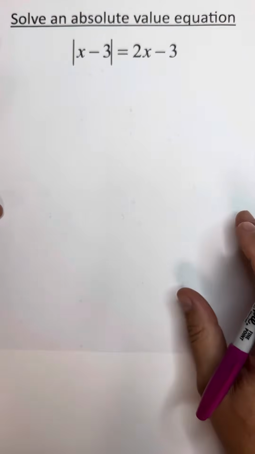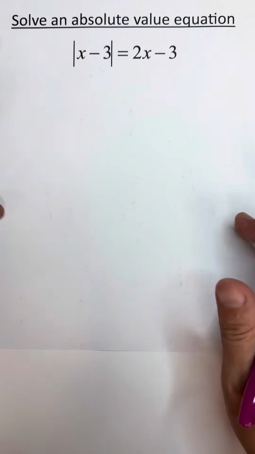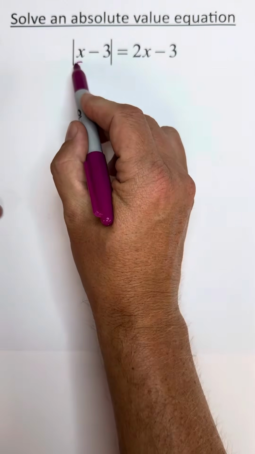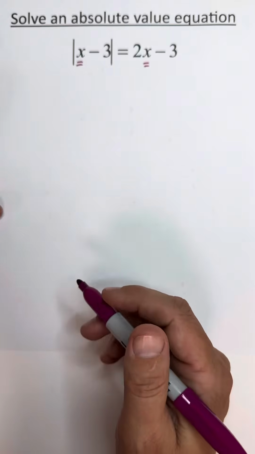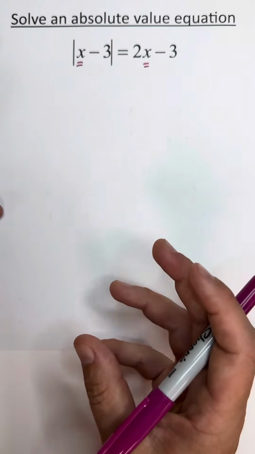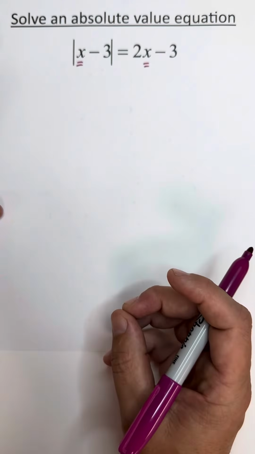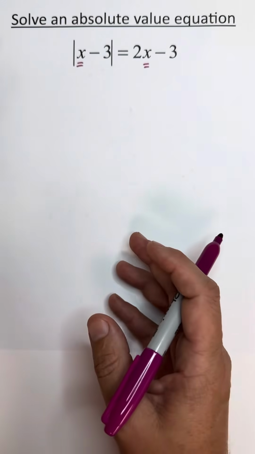Okay, here we're going to solve an absolute value equation. This one's going to take a little bit more time to do because we have the variable x on the inside of the absolute value bars and on the outside of the absolute value bars. It's going to create a situation where we might have what we call an extraneous solution or two, and we're going to have to check for that in the end.